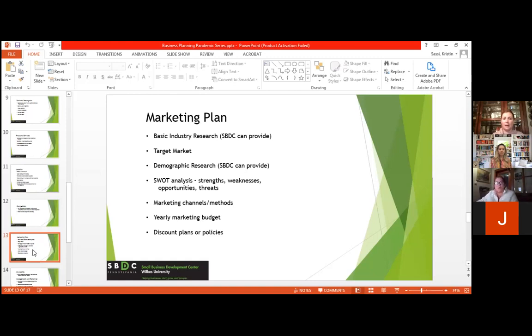The nice part about us is we have access to different research tools that the general public just wouldn't have access to. So really the bulk of the industry research, where your industry is growing, how it's been affected by coronavirus, we'll provide you with that.